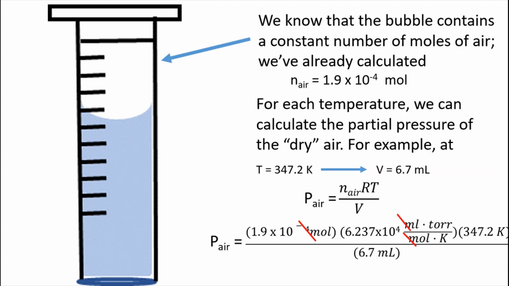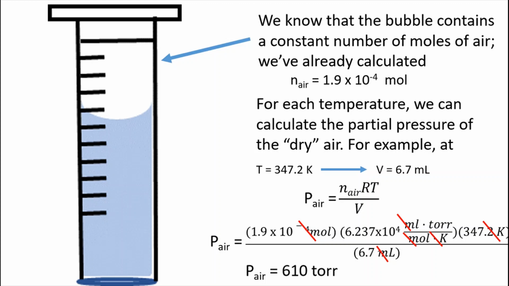The moles cancel out. The milliliters cancel out. The Kelvin cancel out. Sorry, these lines came off a little offset, but you get the idea, right? Once more, we are limited to the 2 sig figs of our volume measurement. And so once we have done all these calculations, we get 610 torr.